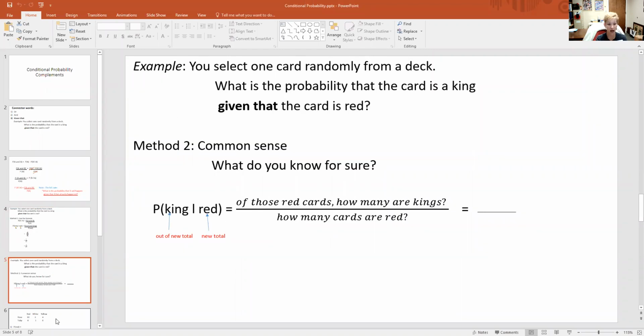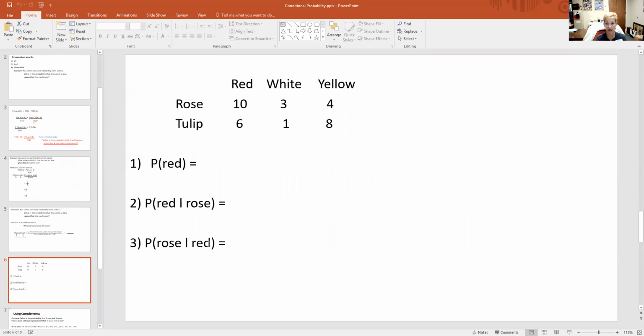Okay, so let's go work another one and make sure we're clear about this idea of given that. All right, what if I had this table? Do we understand? I've got different colors. Some flowers are red, some are white, some are yellow, and I've got different kinds of flowers: roses and tulips. So I want to know, what's the probability if you pick one flower that it's red? Now, what always goes on the bottom is your total, so I've got to add all these numbers up.